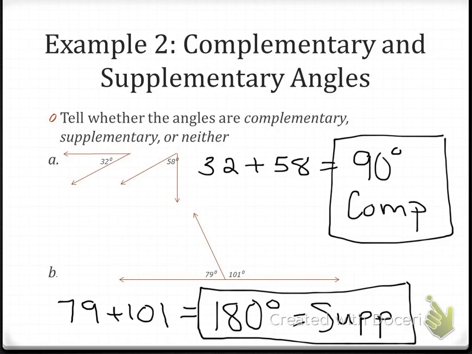If it doesn't add up to exactly 90 or exactly 180, it is neither. It's not whichever one it's closest to. It's going to be neither, even if it's off by 1 degree.